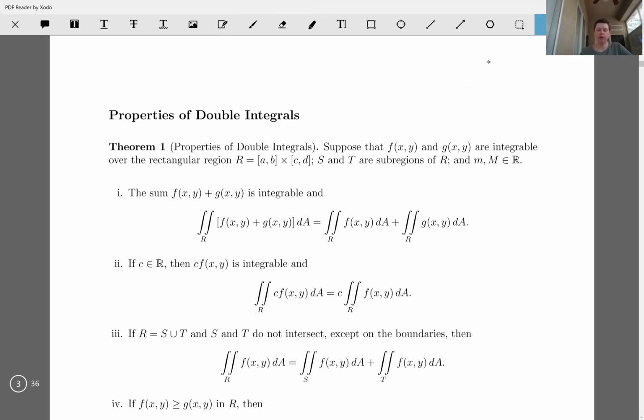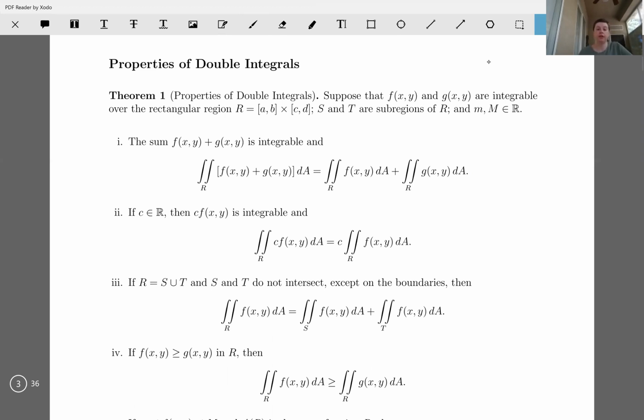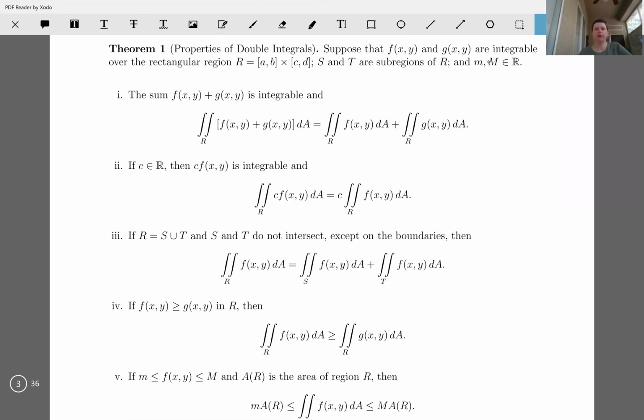If we have two integrable functions over the rectangular region AB by CD, capital S and capital T are subregions of that rectangle, and we have little m and capital M being real numbers. The sum of the two functions is integrable, and the integral of the sum is the sum of the integrals. If C is a real number, a constant times our function is integrable, and the integral is equal to a constant times the integral of the function.